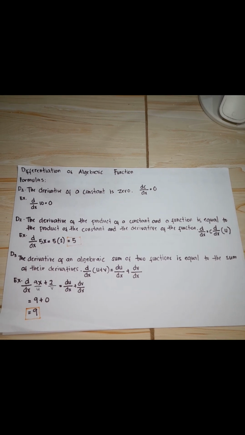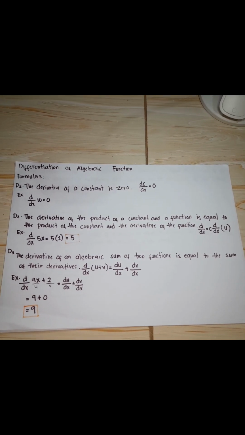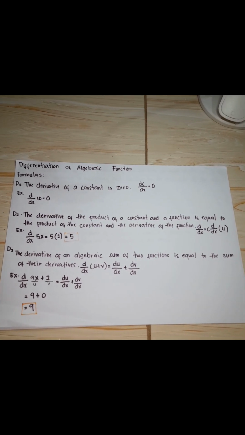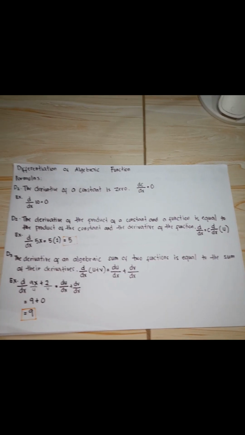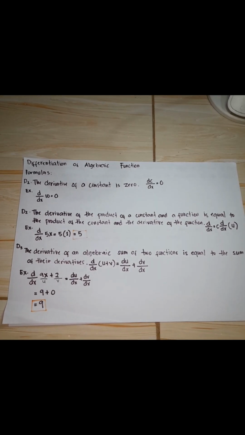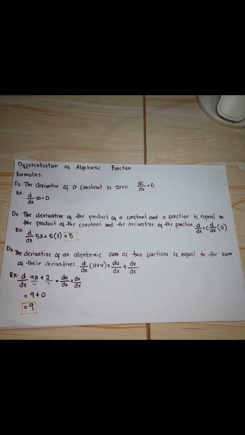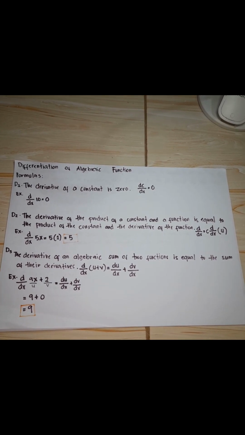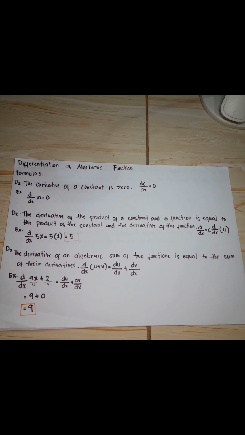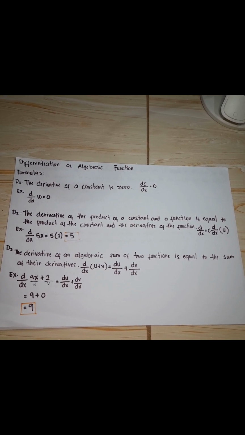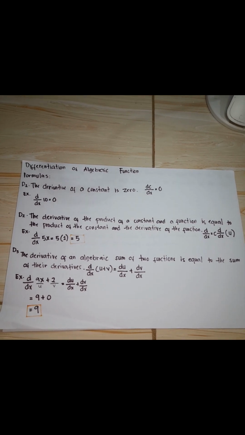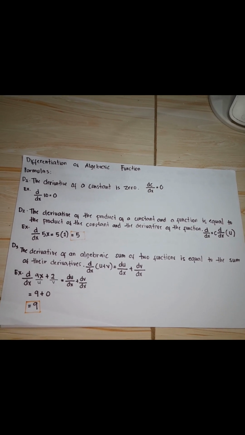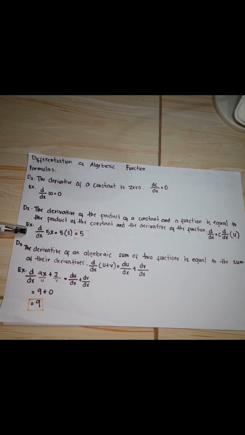By the way, there's a lot of formulas in differentiation of algebraic function, but we're gonna tackle only 5. So let's proceed to D2. So the derivative of the product of a constant and a function is equal to the product of the constant and the derivative of the function. So the formula is d over dx of c times u is equal to constant times d over dx of u. So example, d over dx of 5x.